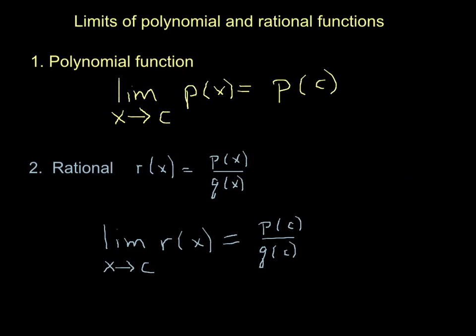And limits of polynomial and rational functions. Okay, basically for the limits of polynomial functions or rational functions, we're just evaluating the function at the value of c, at the value that x is approaching. So for polynomial functions, the limit as x approaches c of p of x is going to be the value of p of c, the value of the function at c. For a rational function r of x, which is formed by p of x divided by q of x, the limit of r of x, the limit of a rational function, is just going to be p of c divided by q of c. Again, just evaluating that function for the value c.